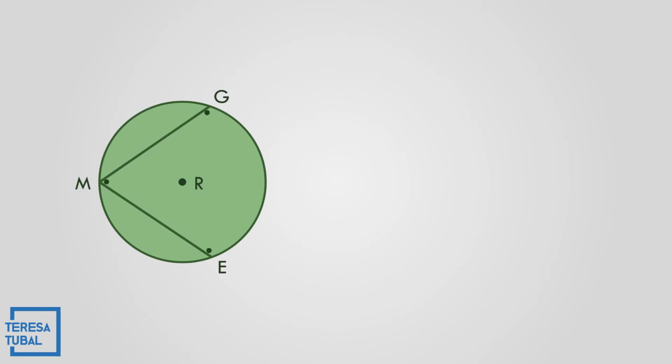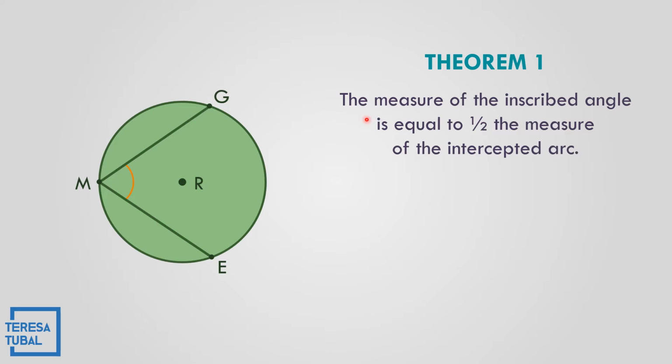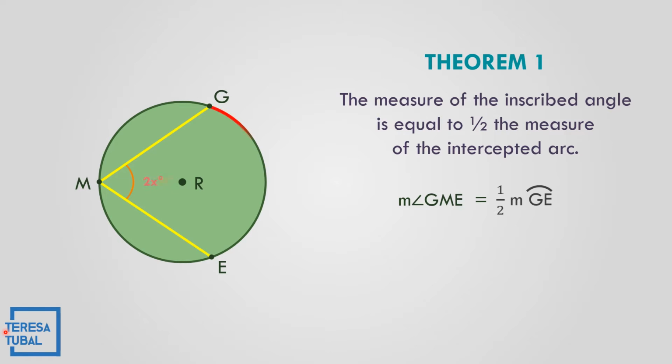As you can see in the figure, angle GME is an inscribed angle. In theorem number 1, the measure of the inscribed angle is equal to 1/2 the measure of the intercepted arc. So it means the measure of angle GME is equal to 1/2 the measure of arc GE. Example: if angle GME is equal to 2x degrees, while the measure of arc GE is equal to 104 degrees, let us solve for x.